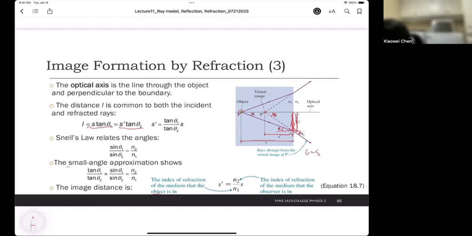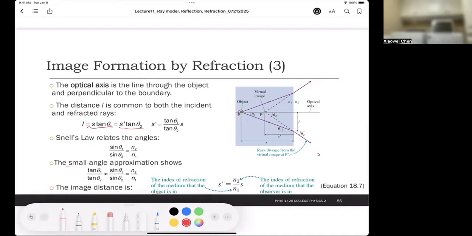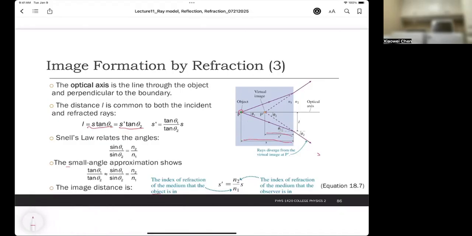Let me try to make it clear for you to see. This is S, this is S prime, and this is L. You can put it here, which means this one equals S multiplied by tangent theta 1, and also S prime multiplied by tangent theta 2, right? And we can have this equation. From this equation, we can get S prime equals tangent theta 1 divided by tangent theta 2 multiplied by S.